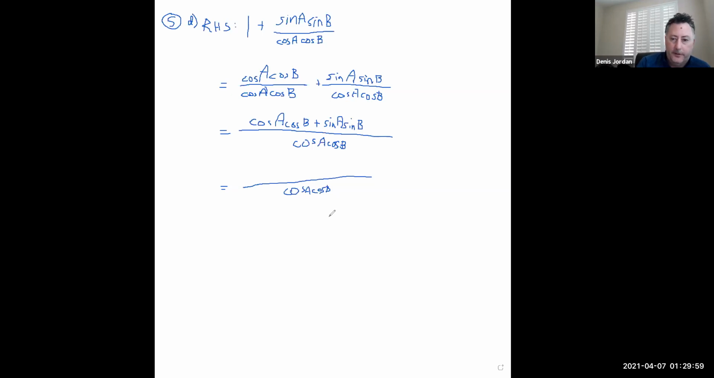Well, that has a formula, right? Like that's the difference one. What does cosine of A minus B actually equal? Cosine A, cosine B plus sine A, sine B. Right. And is that what you have? Yep. So that becomes cosine A minus B. And there you go. Just like that.